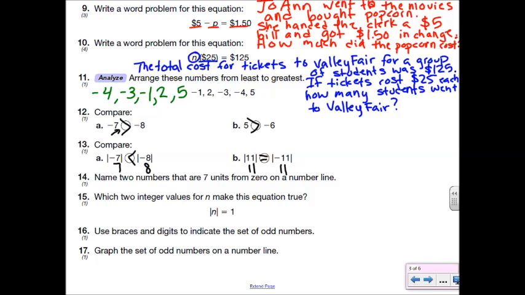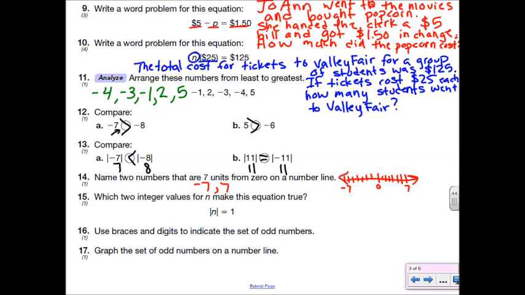Name 2 numbers that are 7 units away from 0 on a number line. So if I have 0 here, 1, 2, 3, 4, 5, 6, 7 over here would be a positive 7. 1, 2, 3, 4, 5, 6, 7 the other way is -7. So both of those are 7 places away from 0, so they both would have an absolute value of 7. So my options are 7 and -7.